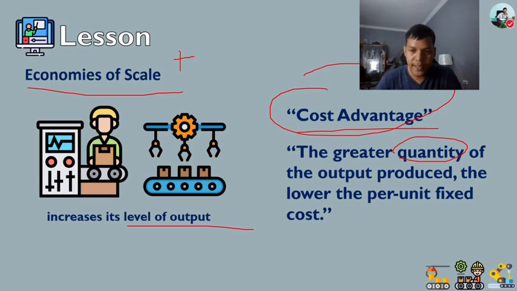So it falls as output increases. This is brought about by the operational efficiencies as a result of an increase in the scale of production. The moment that we produce more numbers or quantity of products, there is an advantage, or the term is a cost advantage, and that is the economies of scale.